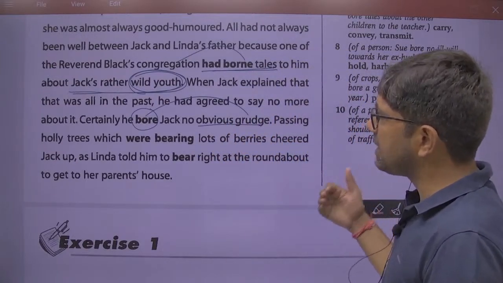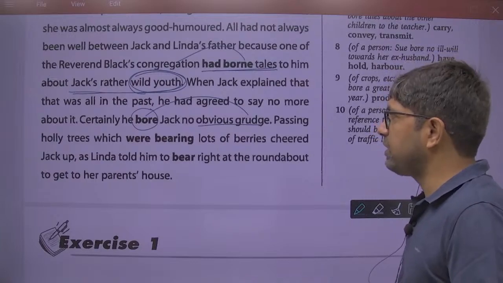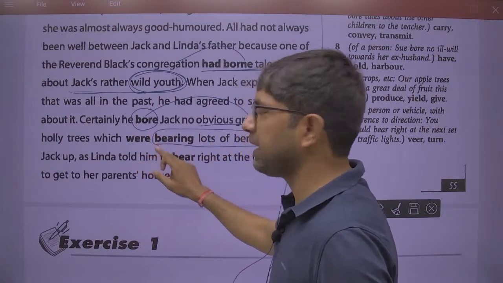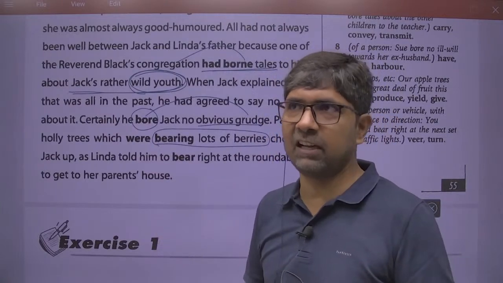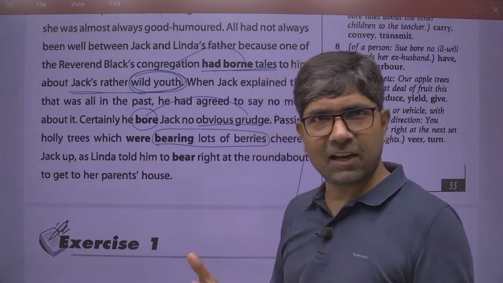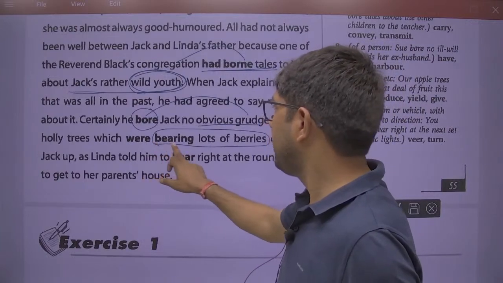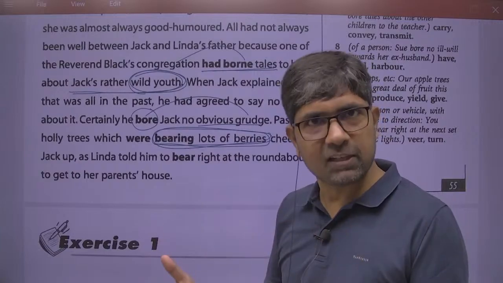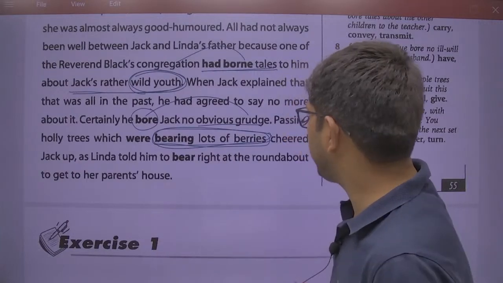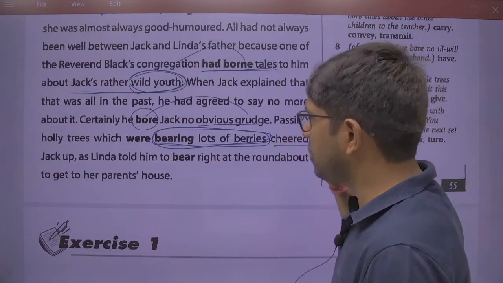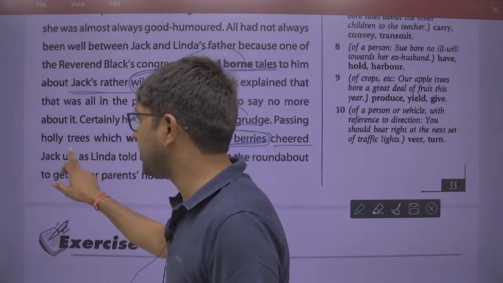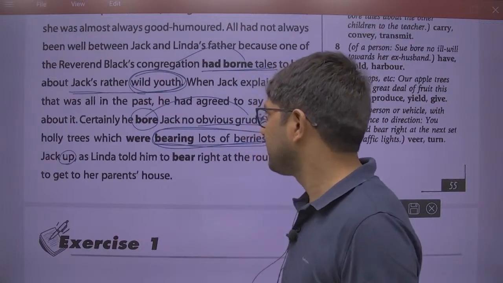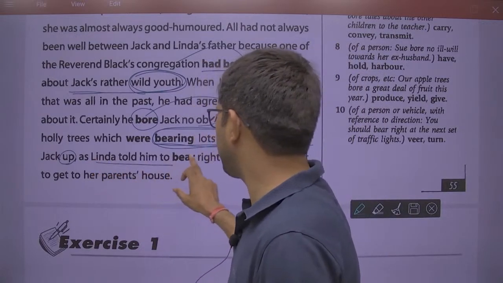Carried past holly trees which were bearing lots of berries. You know, Christmas berries, Christmas tree is a holly tree or yew tree is a holly tree. और उन पर क्या था? They were bearing lots of berries means they had produced, they had given, they were carrying a lot of berries. Cheer Jack up. Cheer somebody up means किसी का मूड अच्छा कर देना. Cheer up, bear up.